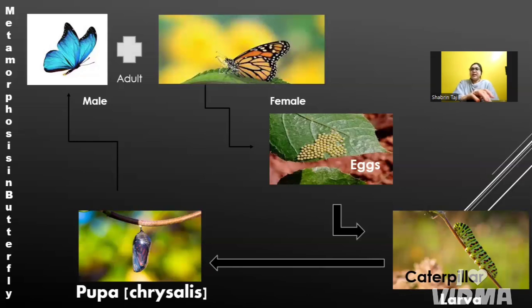Caterpillar, what does it do? It produces a shell-like structure and covers itself in that shell and undergoes the stage called pupa. What is this pupa? Have you heard of this pupa stage?